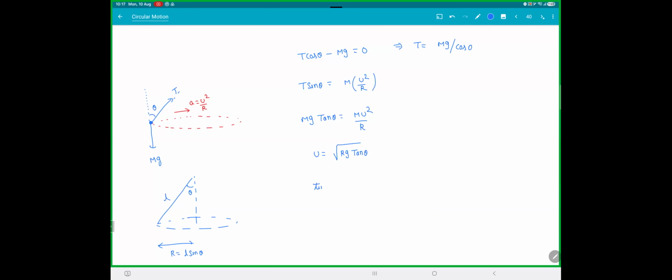Time taken will be 2 pi r, the circumference, by speed u. Substitute here, and this would be 2 pi r by root r g tan theta. This would become 2 pi root L cos theta by g. You have to substitute r as L sine theta here and you'll get it. All clear with this?